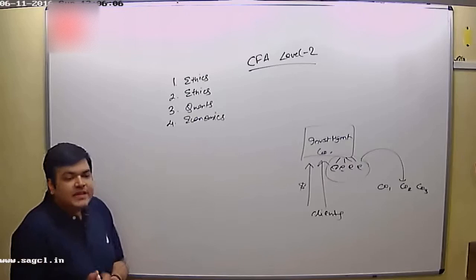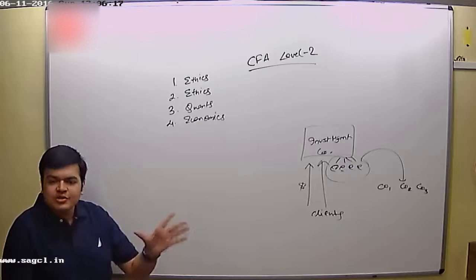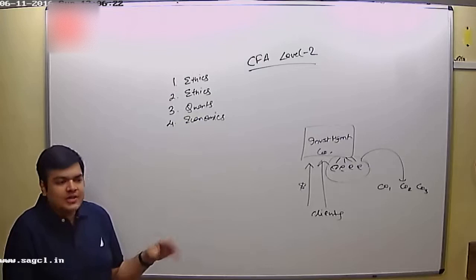The third study session you moved to quants. Level 1 quants was quite extensive. You had the time value of money, annuity, probability, statistics. You were doing a lot of calculations. You were understanding a lot of financial mathematics. The next half went into the hypothesis section, which generally people find a little difficult.